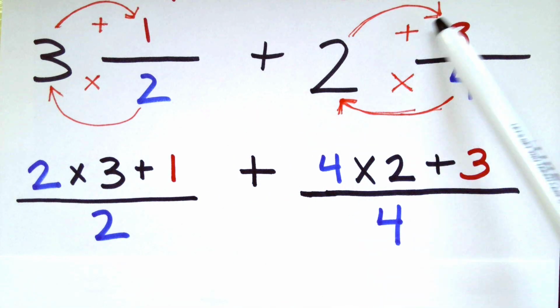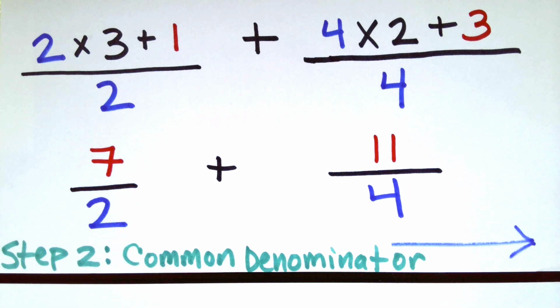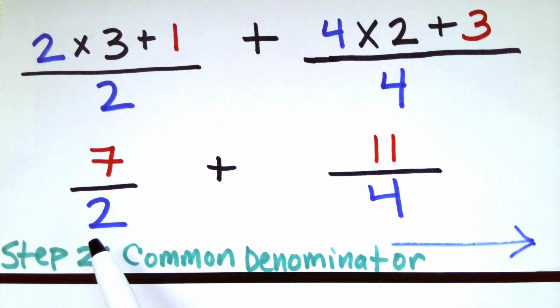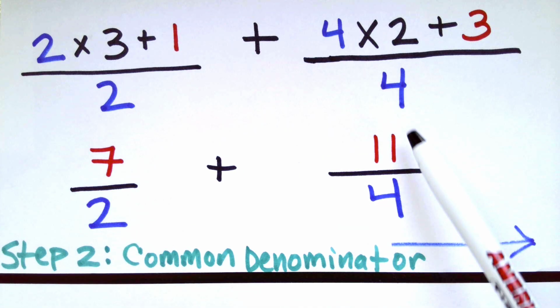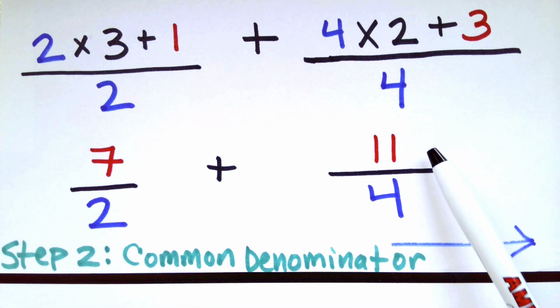4 times 2 plus 3. 4 times 2 is 8. 9, 10, 11 over 4 is your new improper fraction. So you can see that here again. 2 times 3 is 6, plus 1 is 7 over the same denominator. 4 times 2 is 8, plus 3 is 11 over the same denominator. So now you have converted your mixed number fractions into improper fractions. Remember, improper fractions are top-heavy.